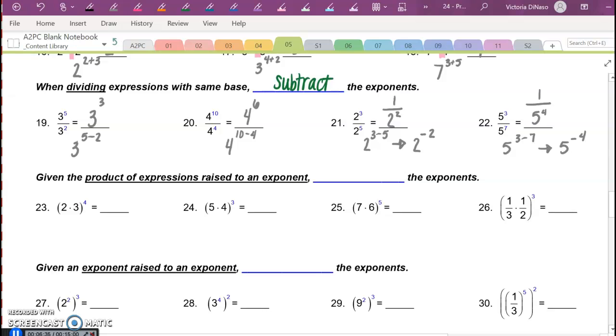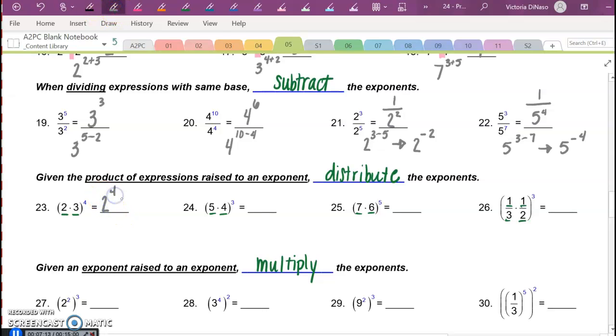Now, given the product of expressions raised to an exponent, you are going to distribute. Which means that you're going to be multiplying the exponents. So we're multiplying the exponents. So for number 23, 24, 25, and 26, we have 2 and 3 inside of the parentheses. We have 5 and 4 inside the parentheses, 7 and 6 inside the parentheses, and then we have 1, 3, 1, and 2 inside of the parentheses. So we're going to distribute the exponent into the exponent spot for each of the numbers inside of the parentheses.